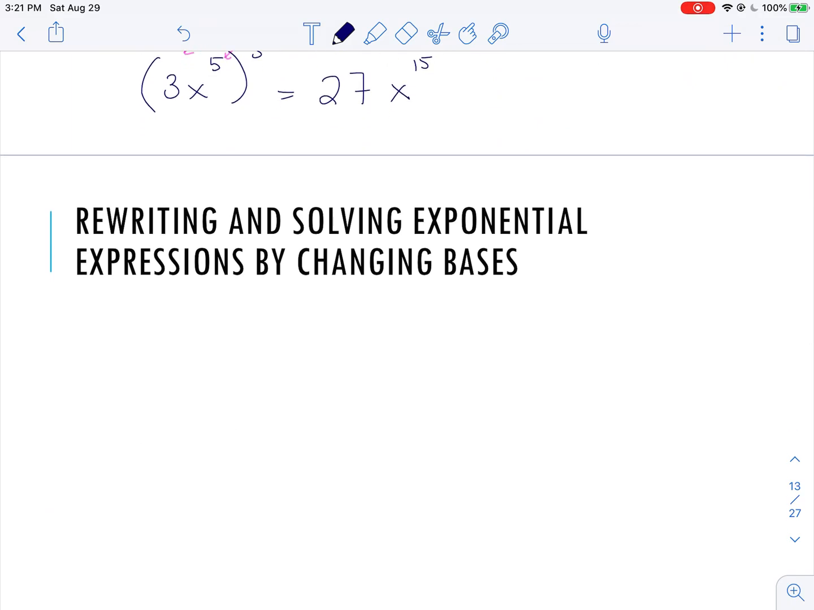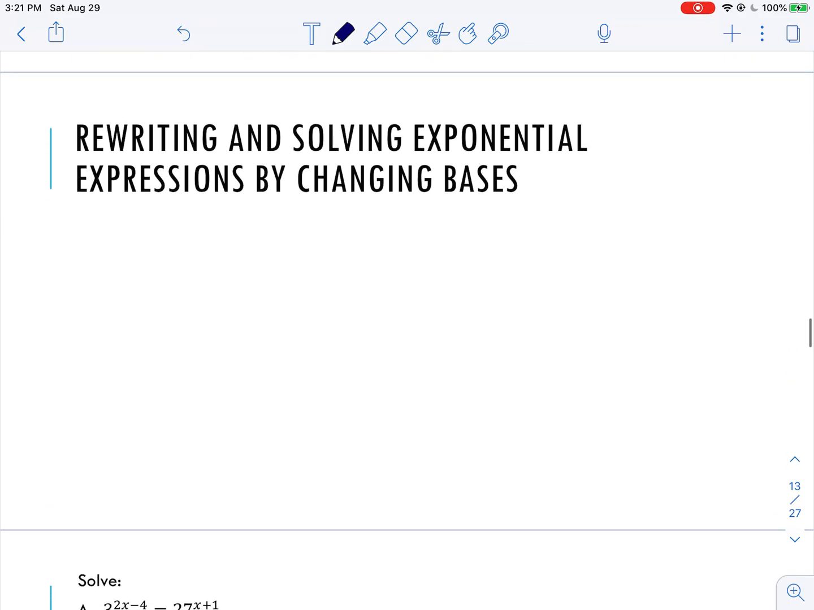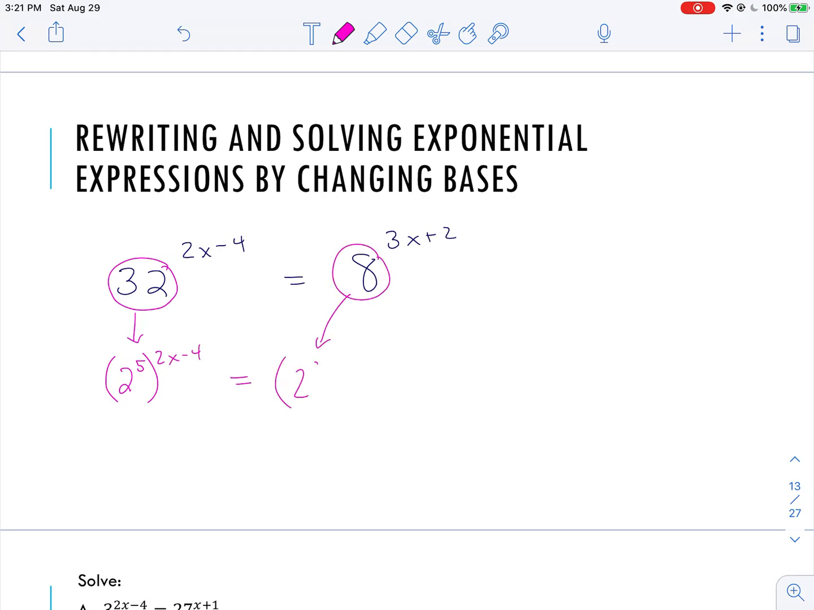So, rewriting and solving exponential expressions by changing the bases. This is how you can solve exponential expressions if you can create two terms that have the same base. Like 32 raised to the 2x minus 4 is going to equal 8 to the 3x plus 2. 32 and 8 are both powers of 2, so I can rewrite them as powers of 2. 32 is 2 to the 5th, and then we are raising that to the 2x minus 4 power. And then 8 is 2 to the 3rd, and then we're raising that to the 3x plus 2 power.